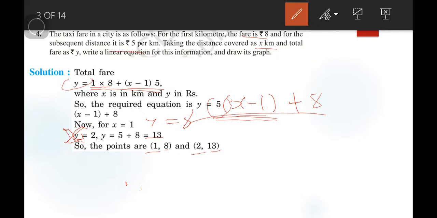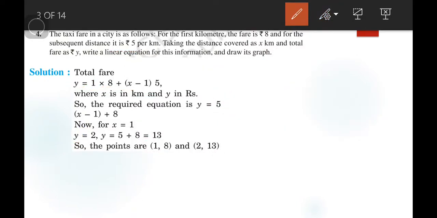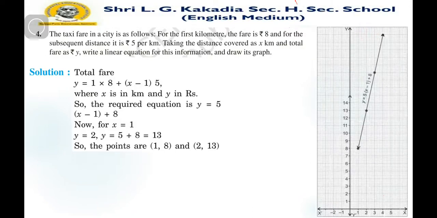So let us draw a graph of the given situation. Hence we can draw such a graph. As you can see here, on the x-axis 1, 2, 3, 4, 5 and on the y-axis 1, 2, 3, 4, 5, 6, 7 up to 14 or more than that, and you can see that we can draw such a line, and on the line that we have drawn here, y is equal to 5 into x minus 1 plus 8. Then we get such a graph of the given situation.